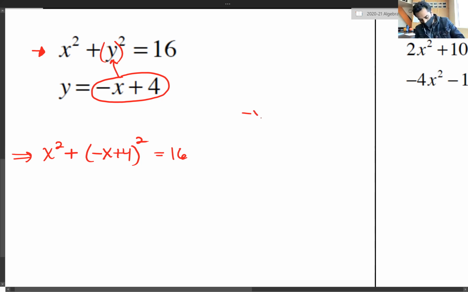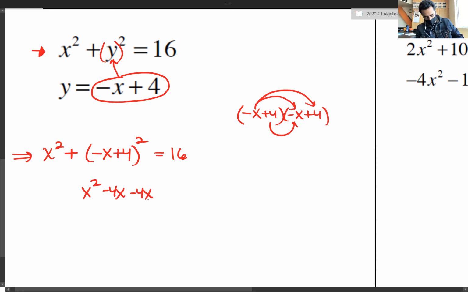So in this situation, we got to do a little bit of side work. We want to take -x plus 4 and square it. So -x plus 4 times -x plus 4. If we distribute, that gives us a positive x squared. -x times 4 would be -4x. 4 times -x is another -4x. And 4 times 4 is a positive 16. This equals 16, and then we could also bring down the x squared at the front.